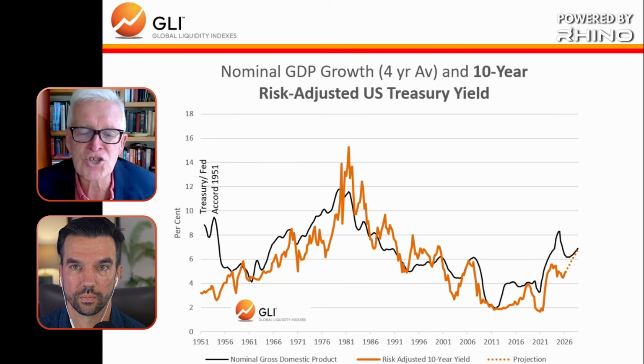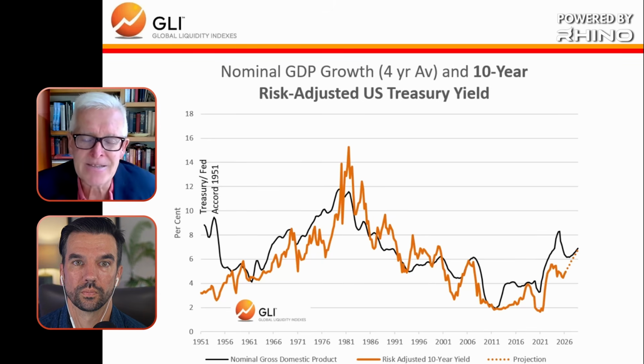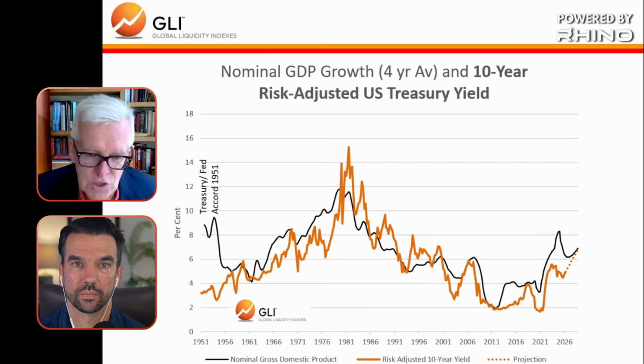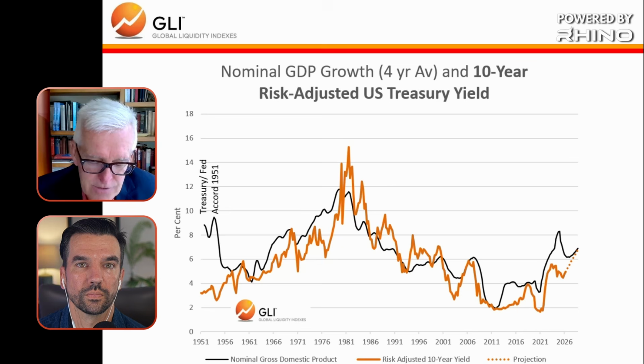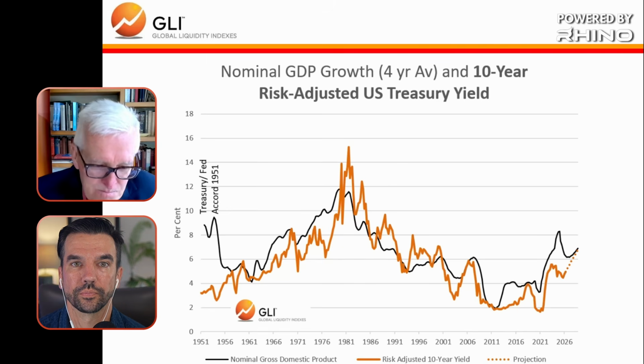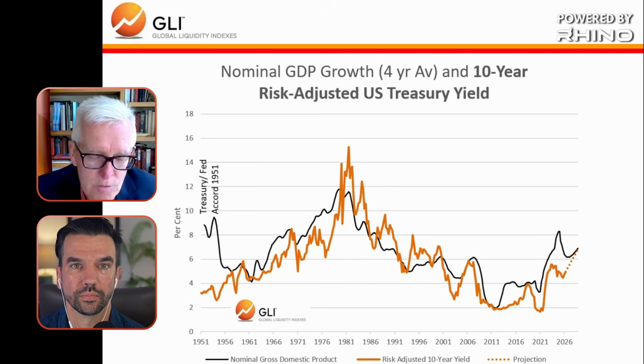in yields. And what the chart that I've put up shows is the underlying growth rate of the US economy in nominal terms, going right back to the early 1950s. And you can see labeled on that chart, the black line is the nominal GDP growth. The gap between the orange line, which is the 10-year yield, and nominal GDP was very wide in the early 50s. And that was basically at a time when the Federal Reserve was actively doing yield curve control, and pushing yields well below nominal GDP growth.